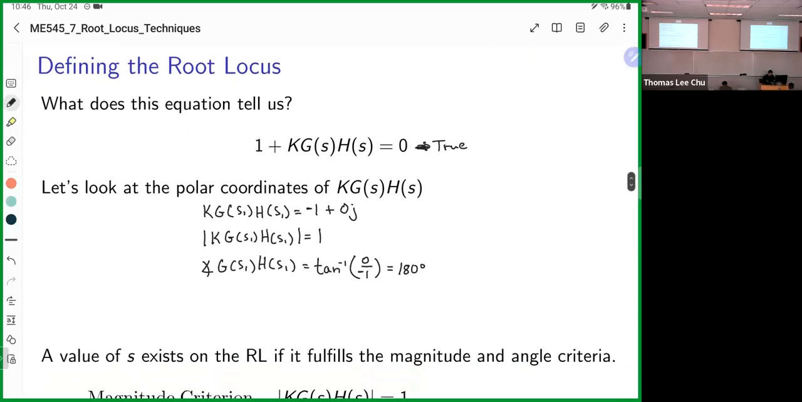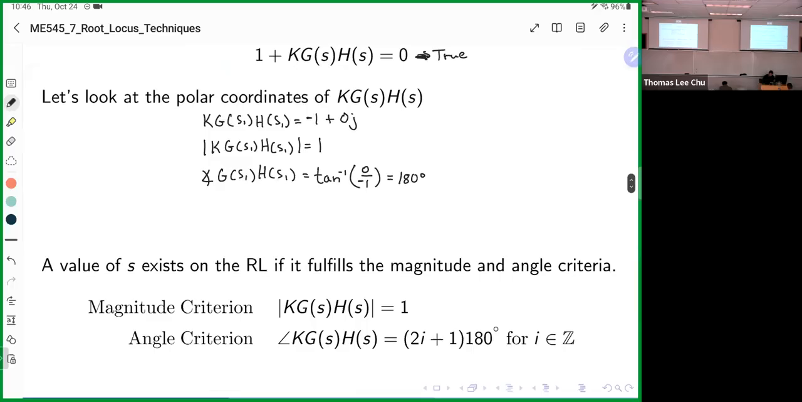So this is called our magnitude and angle criterion. That's where they derive it. So a value of s exists on the root locus if it fulfills the magnitude and angle criteria, meaning that K|GH| has to equal 1 and that the angle of GH has to equal 180 degrees or some odd multiple of 180 degrees.